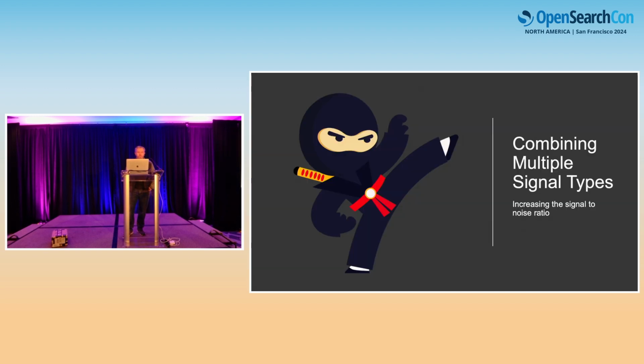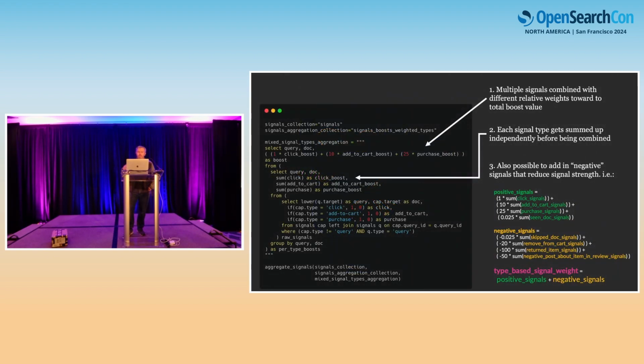There's also things you're going to want to do to combine multiple signal types. Obviously, you've got clicks, add to carts, and purchases, and an add to cart is probably a higher signal, more valuable signal than a click. A purchase is a really valuable signal, so you can weight these relative to how much they should contribute.